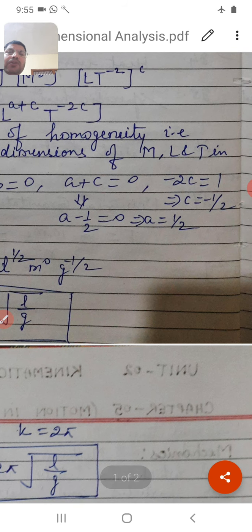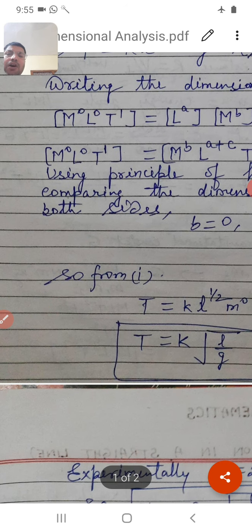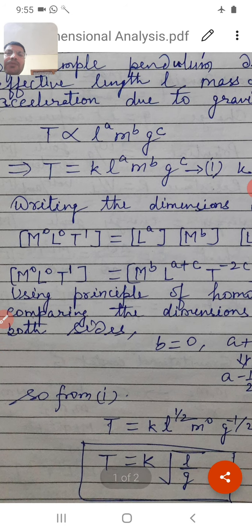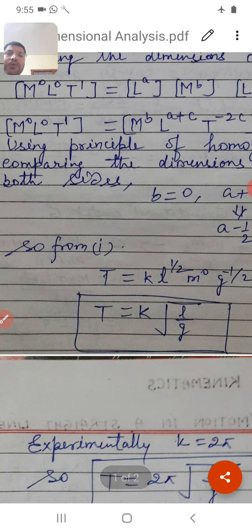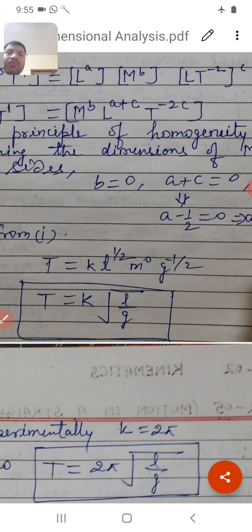Now you have A is equal to 1 by 2, C is equal to minus 1 by 2, and B is equal to 0. Putting all these values in equation number first, you may write T is equal to K, L to the power 1 by 2, M to the power 0, and G to the power minus 1 by 2. M to the power 0 is equal to 1, which means the time period of simple pendulum doesn't depend upon mass of the bob.